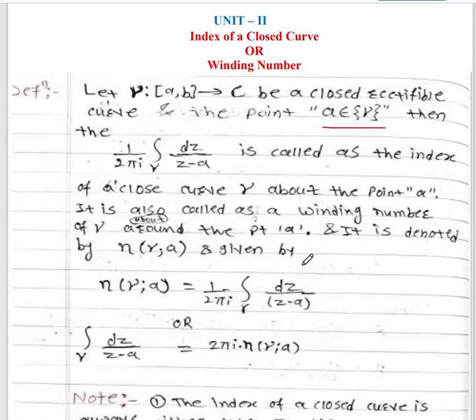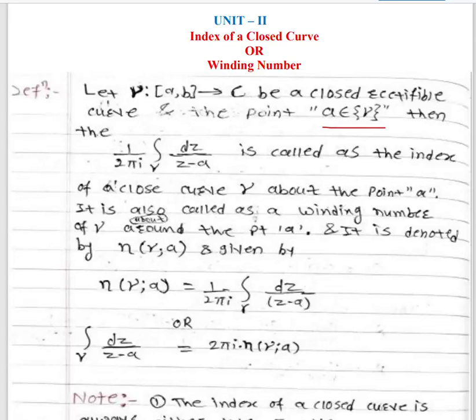It is denoted by eta of gamma, A, and it is written as eta of gamma, A equal to 1 upon 2 pi times the integral over gamma of dz upon z minus A. Or this can be written as the integral over gamma of dz upon z minus A equal to 2 pi i times eta of gamma, A. So this is the definition of the winding number, or the index of a closed curve at a point A.